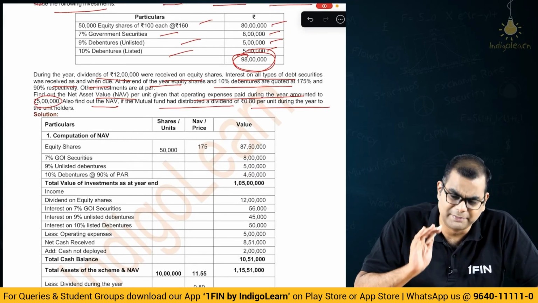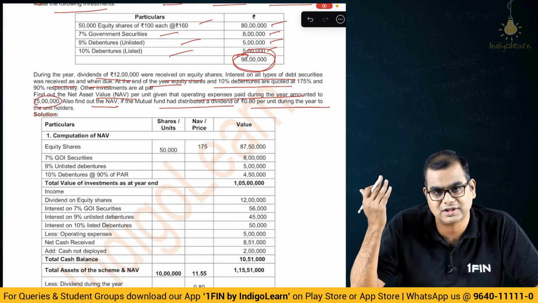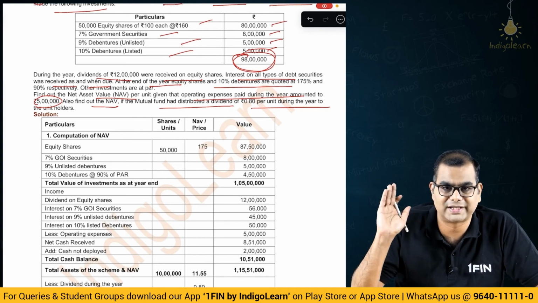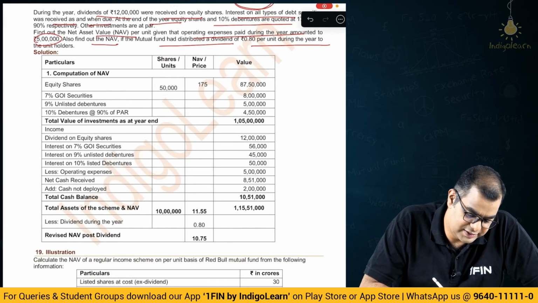It's very simple. So this is a NAV kind of question. If you get this kind of question in the exam, it's a full toss, out of the cricket stadium, out of the park. What is the NAV here?